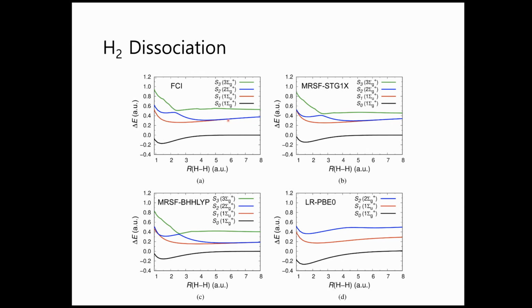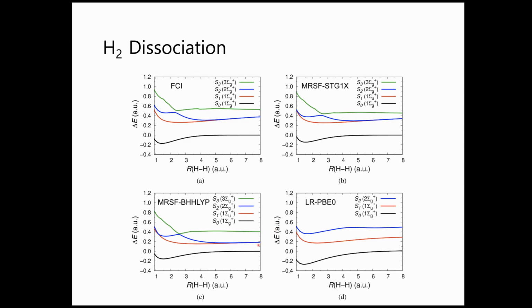Eventually, then it would have degeneracy with the S1 state in the asymptotic limit here. So eventually, these two states have to have a degenerate energy. That's what the full CI is telling us. And MRSF is doing well.